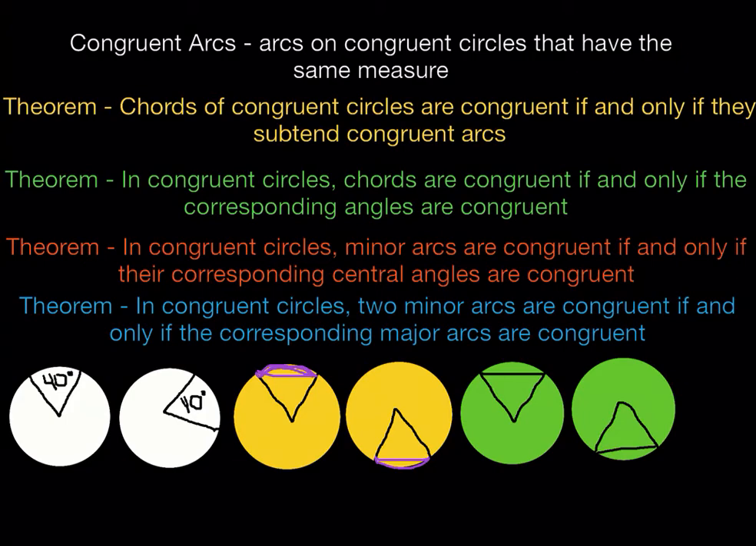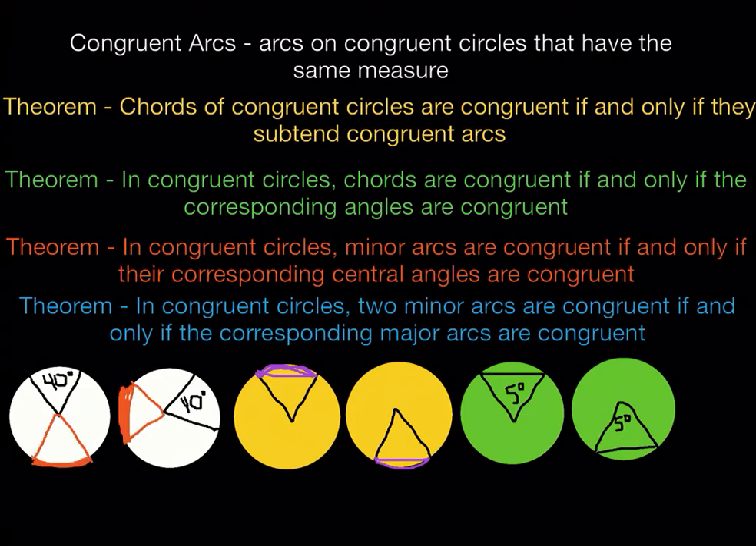The next theorem says in congruent circles, chords are congruent if and only if the corresponding angles are congruent. So if both angles are, let's say, 5 degrees, which it's bigger than 5 obviously, but if both of the corresponding angles are congruent, then the chords are going to be congruent. And it works the other way around too. If the chords are congruent, then the corresponding angles are congruent. So in the previous theorem, if the congruent arcs are the same, then the chords are the same. This one's if the central angles, corresponding angles are the same, then the chords are the same.